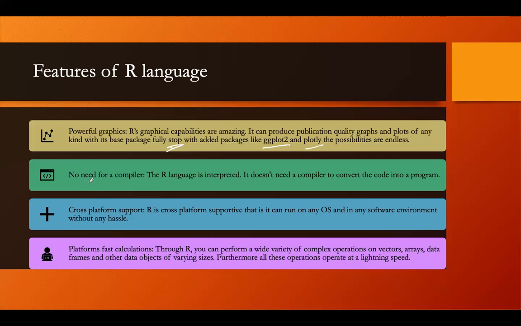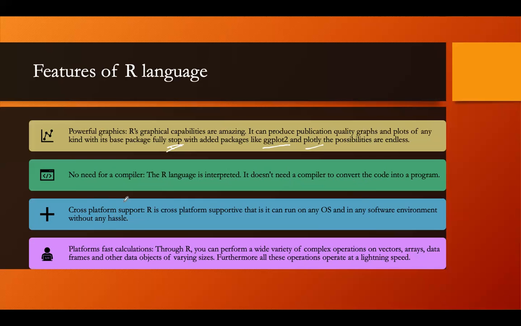Next feature is no need of a compiler. We know that it doesn't require a compiler. It is an interpreted programming language. So R is an interpreted language. It does not need a compiler to convert the code into a program. So we'll write in the form of a script.